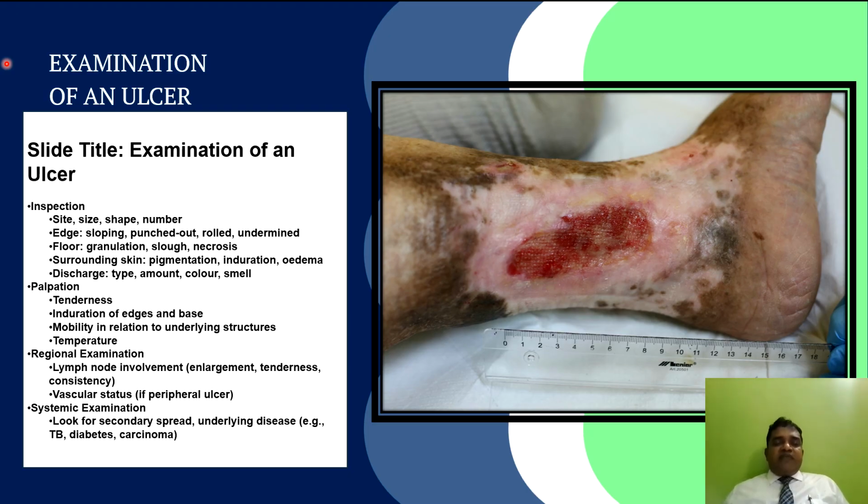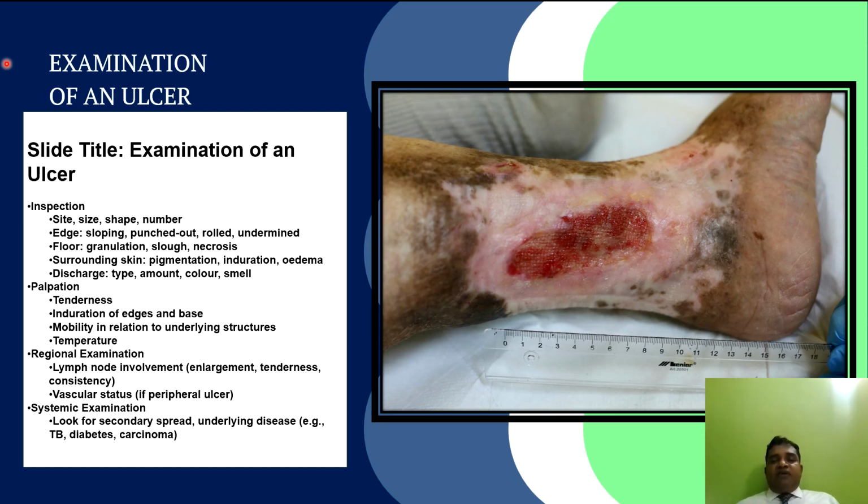Always do the examination with good, adequate light, in a respectful manner. You need to properly remove the dressing, get permission from the patient, wear gloves, and gently do the examination. When you do the examination, your mind should tell you: I am going to do inspection first, then palpation, then regional examination of the lymph nodes and vascular status, then systemic examination. These are the order you will follow for ulcer examination.